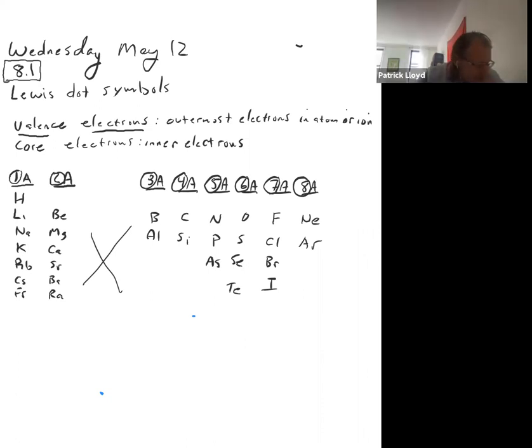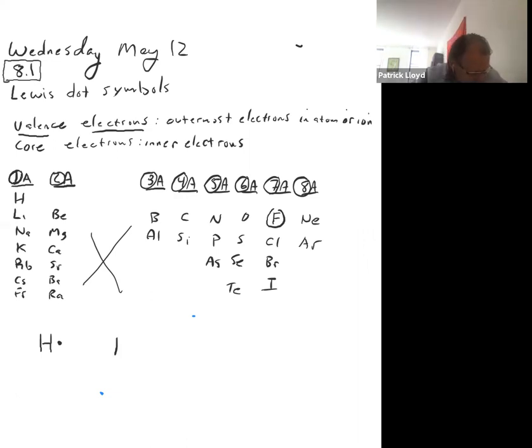Now, here's how we do this. You take the number of valence electrons in the atom, and then you draw the symbol for the element, like H, for example, is hydrogen, and then you just draw a dot. So if it has 1 valence electron, you draw 1 dot, and that dot now represents the electron. So let's say, for example, we're going to do fluorine. Fluorine has 7 valence electrons.